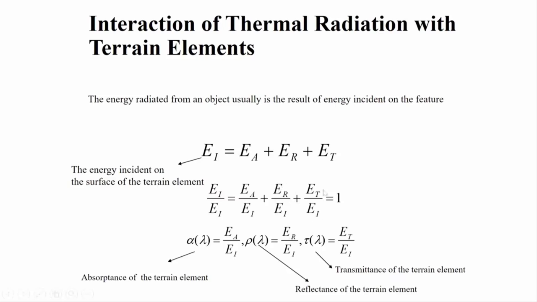And the third one is the capacity of the surface to transmit the incoming radiation. This is the transmittance. Here you can see that transmittance is represented by tau. This is the transmittance of the terrain element. Rho is representing the reflectance, and alpha is representing the absorptance of the terrain. So when we take the sum of reflectance plus transmittance plus absorptance, that will be equal to 1.